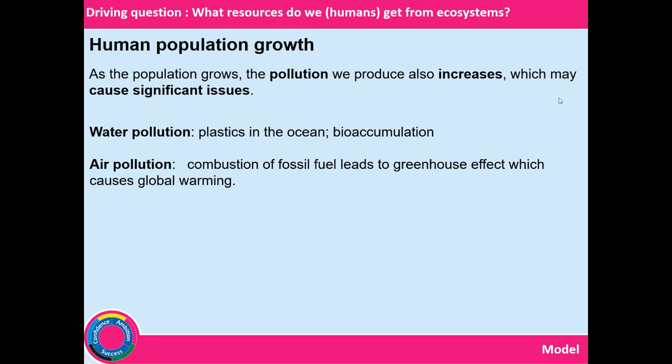Combustion of fossil fuel releases carbon dioxide into the atmosphere, which is one of the greenhouse gases, and so causes the greenhouse effect, leading to global warming. We're going to be looking at that later in this unit.